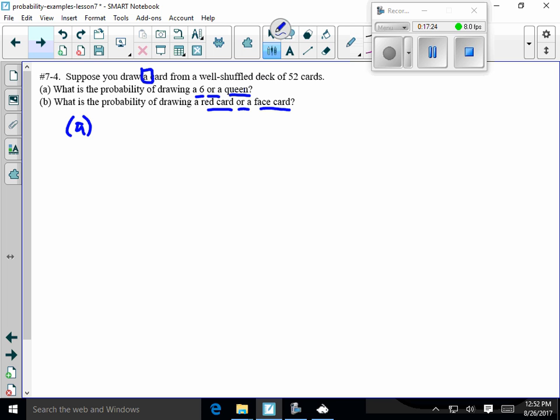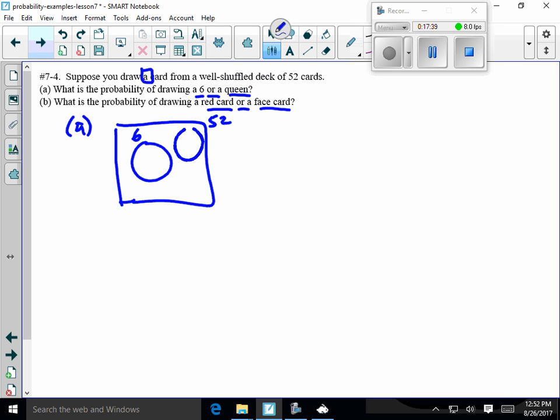So if I wanted to use a Venn diagram for that, there are 52 cards in the deck. I'm going to put a 52 up in the corner to indicate 52 cards there. I'm going to use counts here instead of probabilities. I could have a bubble for the 6s, and I could have a bubble for the queens. Well, since a card cannot be a 6 and a queen at the same time, those are two different kinds of cards, then these bubbles can't overlap each other. They have to be disjoint. They can't intersect in any way, okay?